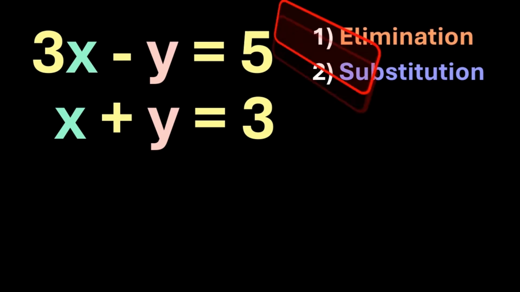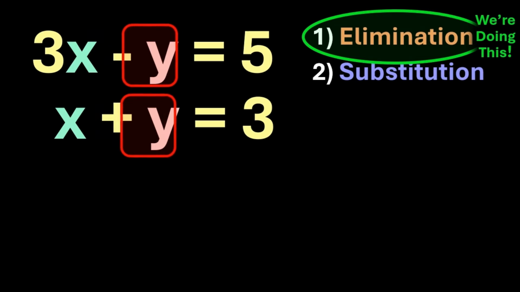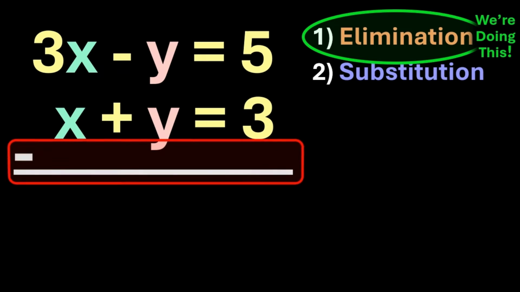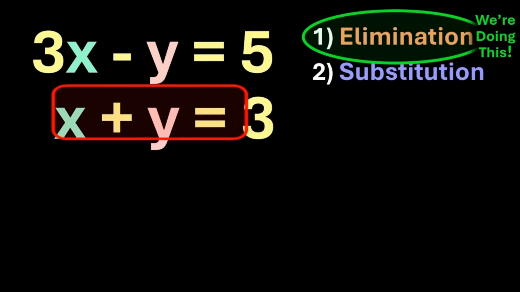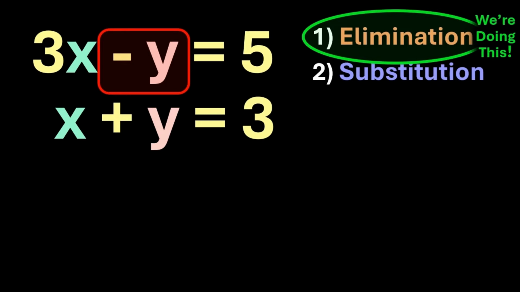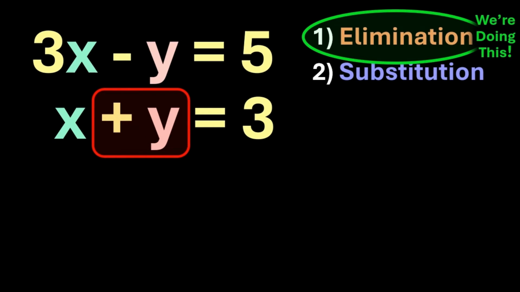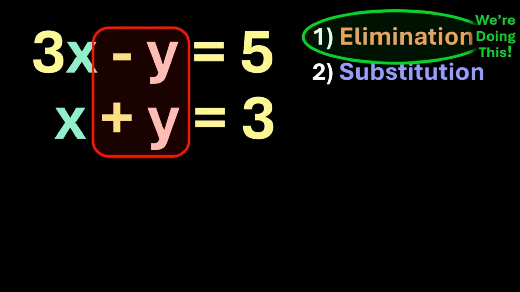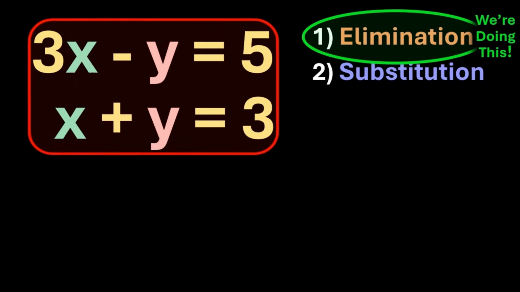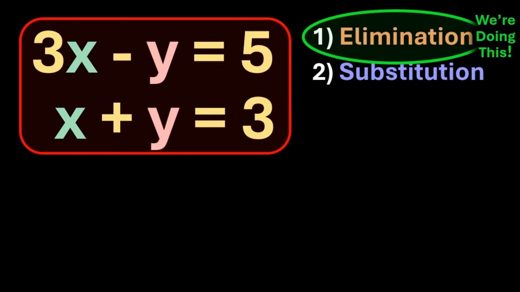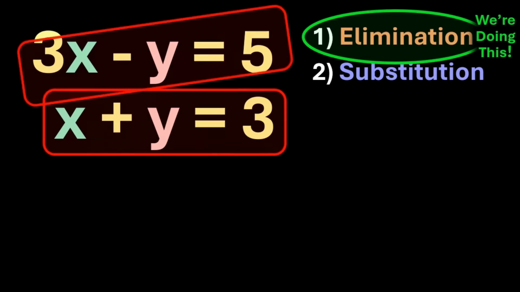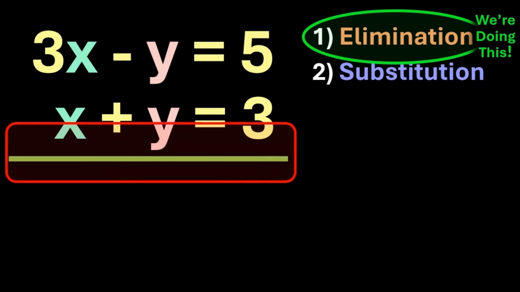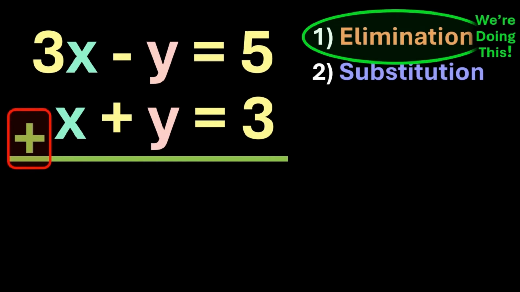Let's first use the elimination method. In this method, we eliminate either x or y by adding or subtracting the equations. In the above equation, we have minus y, and in the below equation, we have plus y. If we add these two terms, they will cancel each other out, eliminating the variable y, and that's what we want to happen. So let's go for the addition and add these two equations. First, we draw this addition underline below the equations and put this plus sign here.